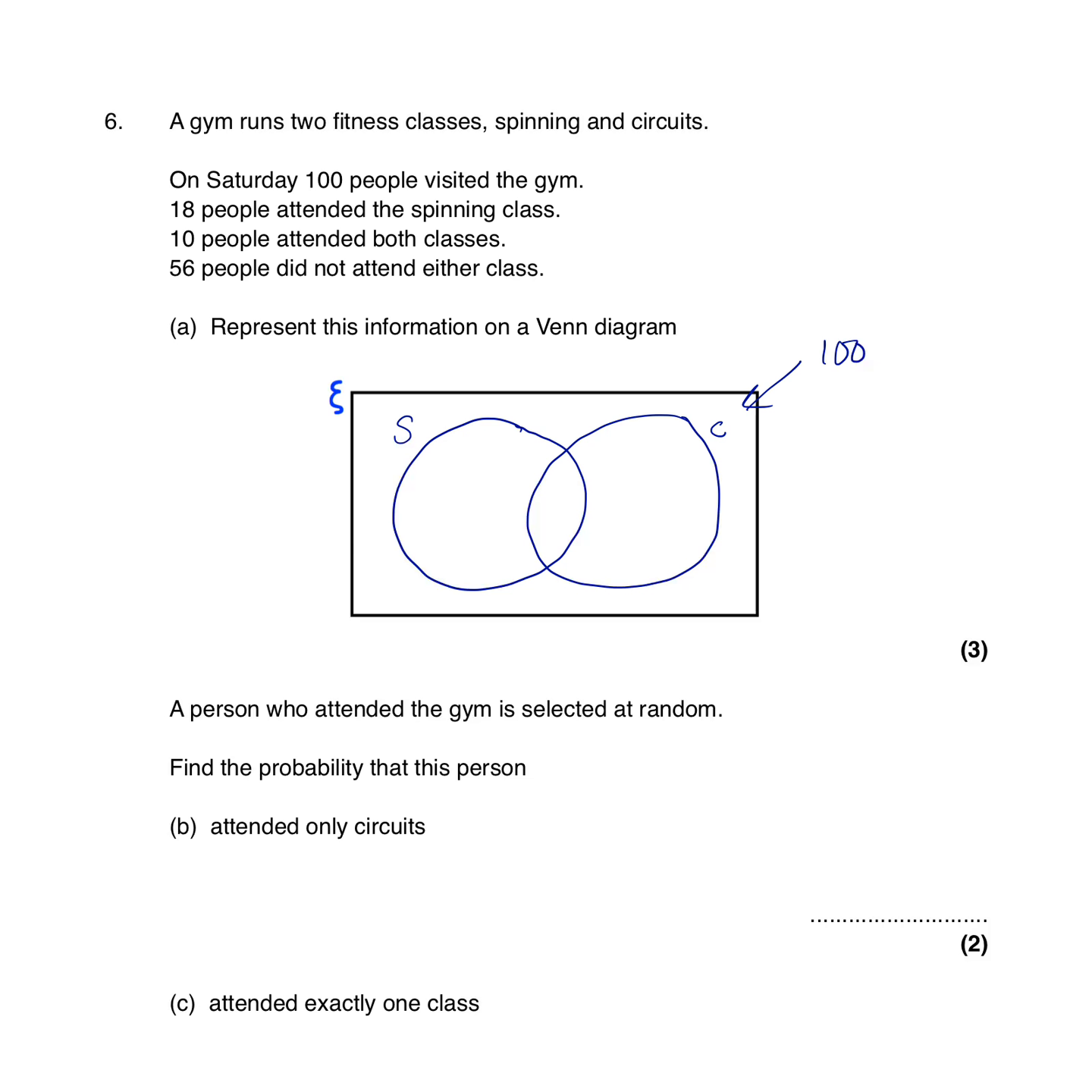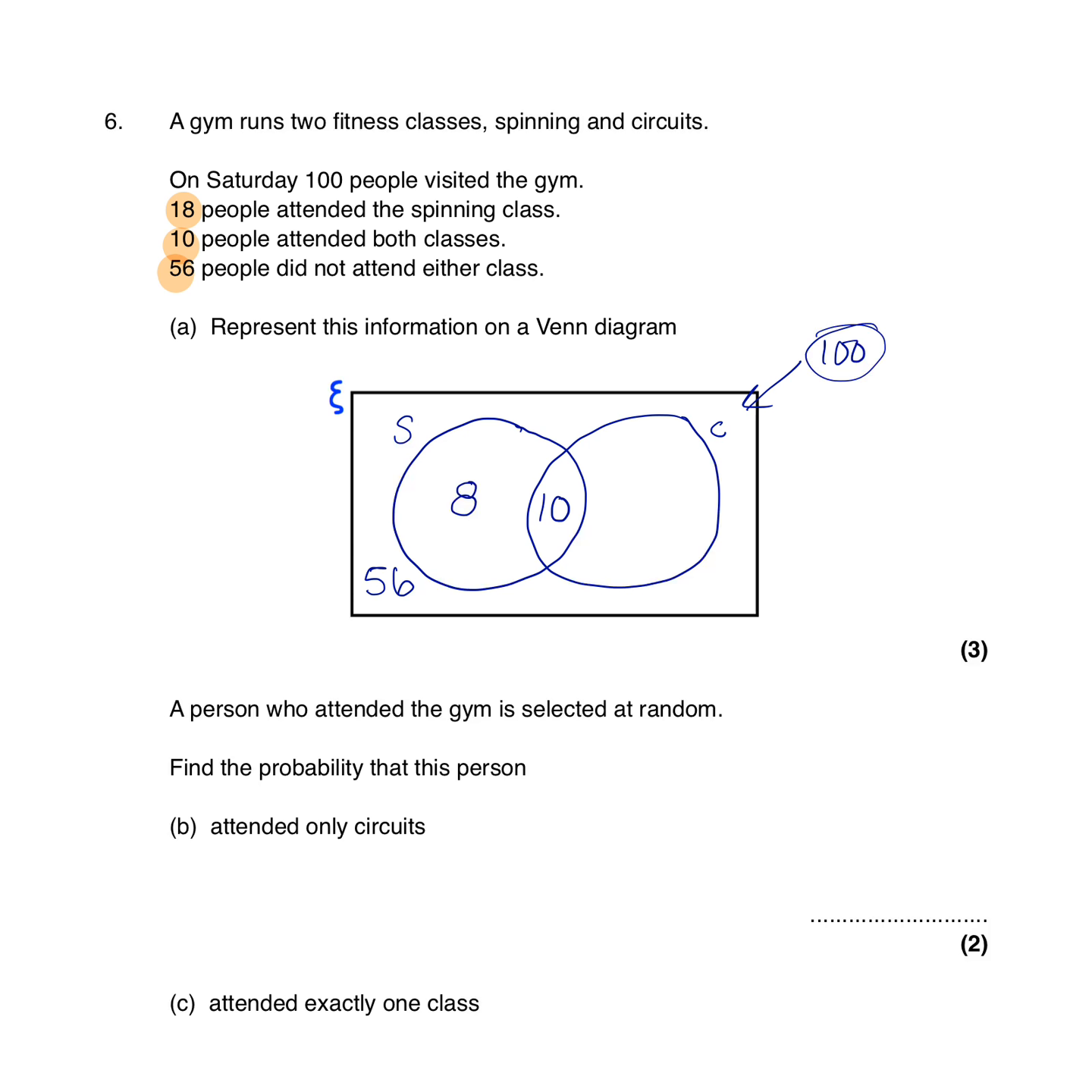Then underneath I'm told 10 people attend both classes. Well, I can do something with that, because if 10 people attend both classes, I know that there must be a 10 in the overlap section. Now when I think about those 18 people who did spin class, I actually know 10 people did both classes, 8 people did just spin. The 56 people that did not attend either class, they would be outside. They'd still be in the gym, but they're not in the gym doing spin or circuits.